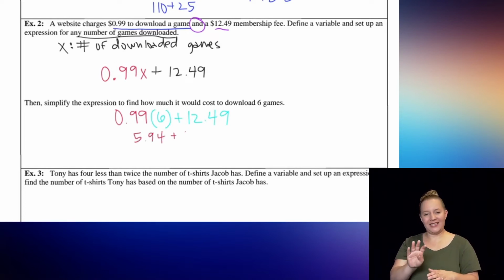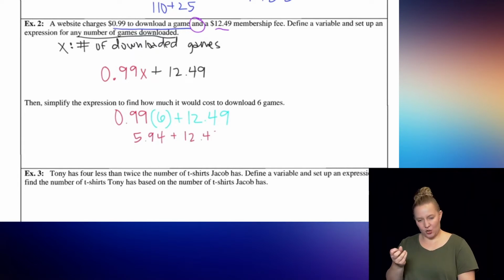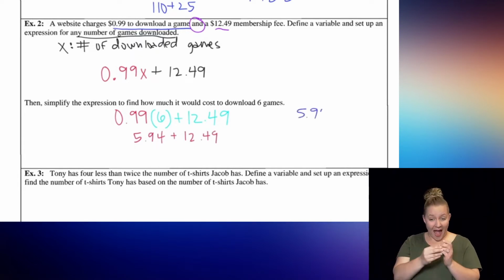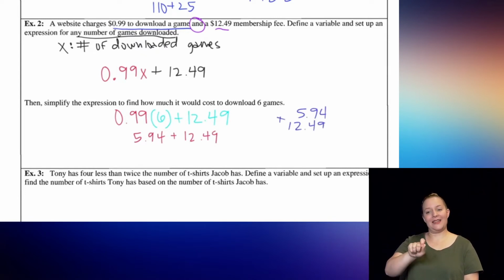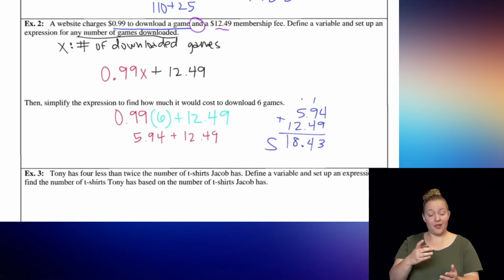$5.94 plus $12.49. Just a quick reminder to add these two things, $5.94 and $12.49. You do need to line up our decimals. So we got 13, 14, 5, 6, 7, 8. Therefore, our final answer is $18.43 if I get 6 games.